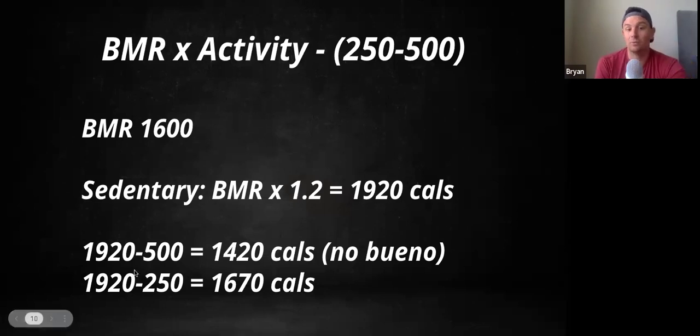Now, let's say you do the smart thing, and instead of taking away 500, you take away 250. So we're expecting half a pound per week instead of 1 pound per week. So it's not going to be as fast, but we're doing the smart thing and putting our health first. So we end up with 1,670, which is above that BMR, which is great. However, with that 200 calorie buffer, because we want to keep a good range here, that's 1,870. So we're really close to that 1,920 mark.